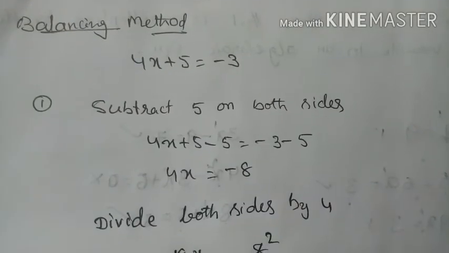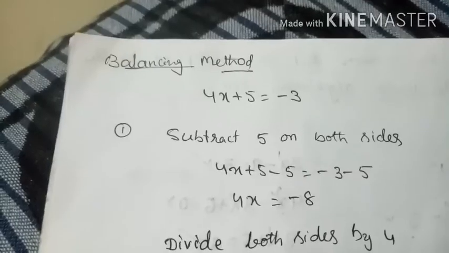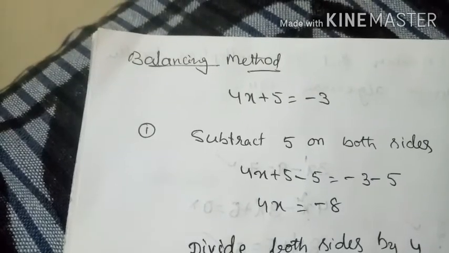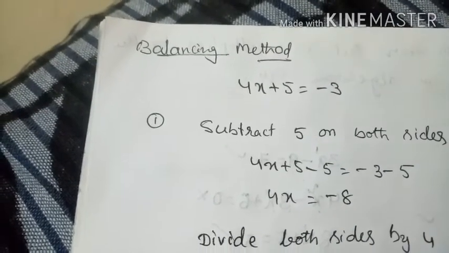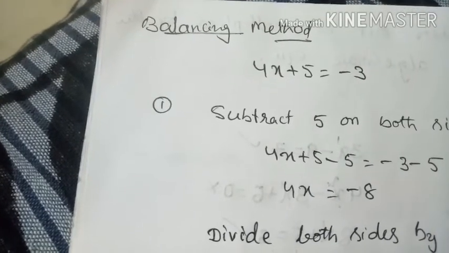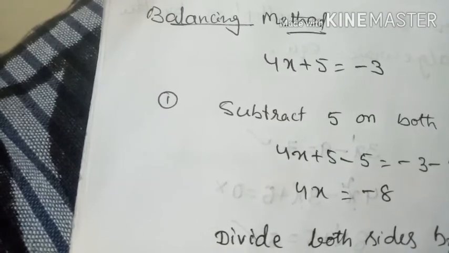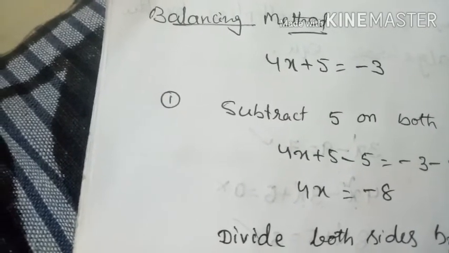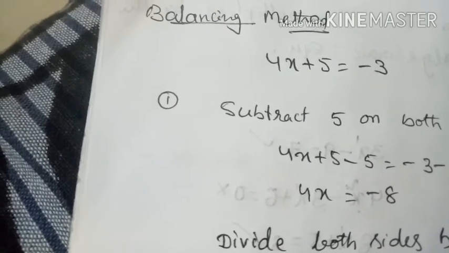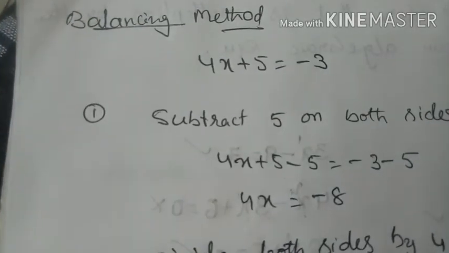Next, the balancing method. So 4x plus 5 is equal to minus 3. First, go one step at a time using the inverse operation. Second, whatever you do on one side of the equal sign, you also have to do on the other side. Next, you have to keep the equation in balance by doing the same operations on both sides at each step. Yes or no?